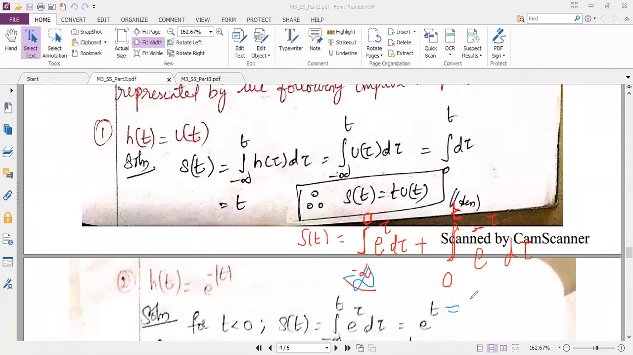So e power tau, if you substitute, e power 0 is 1, then minus 0, then plus. Here, the upper limit is e power minus t and the lower limit is minus of e power 0, which is 1. Tell me what is the answer you are getting here?